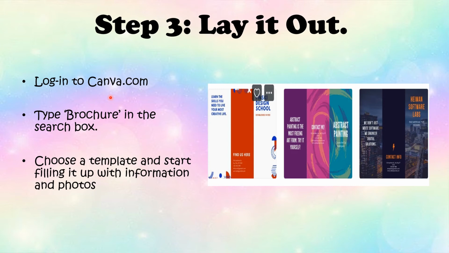When you log in, there will be a search box in Canva wherein you can type what kind of template you need. So you have to type brochure and click enter. Now, that search box is going to show you many results of different types of brochures. It's up to you to choose a template that you think would appeal to your readers and start filling it up with information and photos. You have total control about how you want to lay it out. You can put in pictures in different places. You can change the font. You can change the colors and the backgrounds. And you can play with the template any way you want.